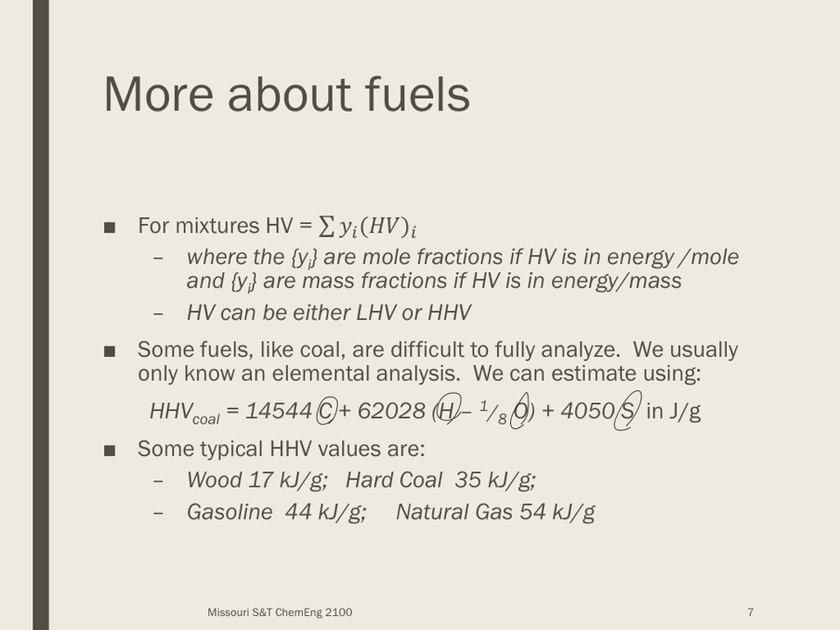Now, just so you have a sense of what heating values are for some common fuels, wood has a heating value, or higher heating value, of about 17 kilojoules per gram. It'll vary a little bit with whether you're talking about pine or oak. Hard coal is about 35 kilojoules per gram. Gasoline is 44 kilojoules per gram. And natural gas is closer to 54 kilojoules per gram. So you see here that the heating value tells us a lot about how much energy we're going to get by burning a certain amount of a fuel.